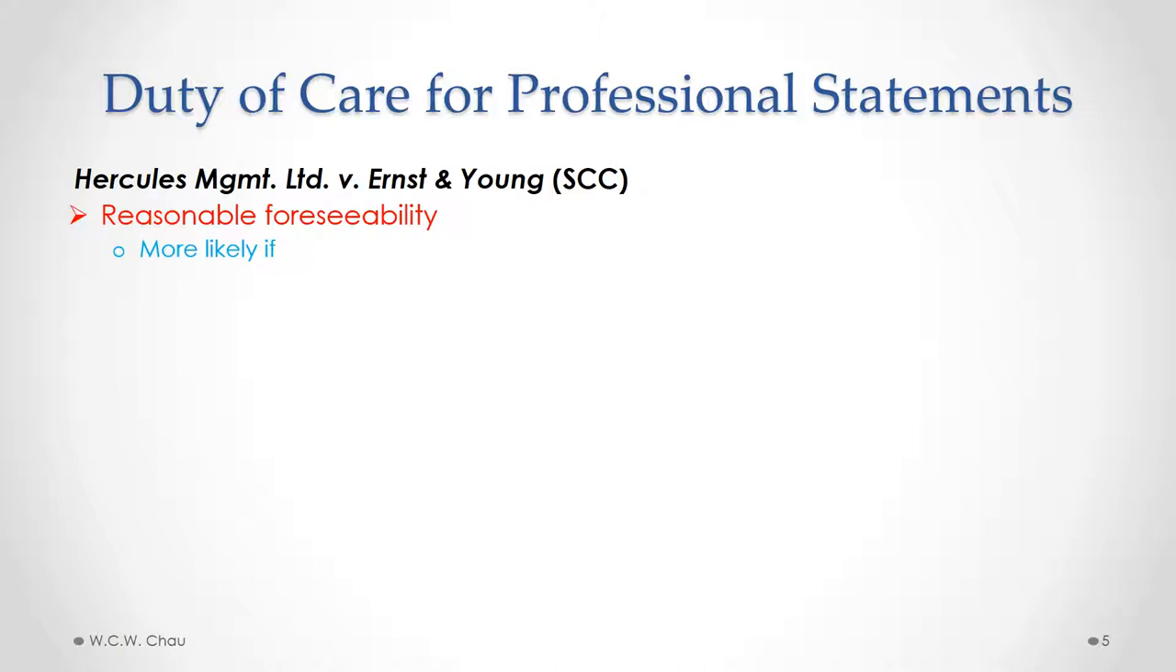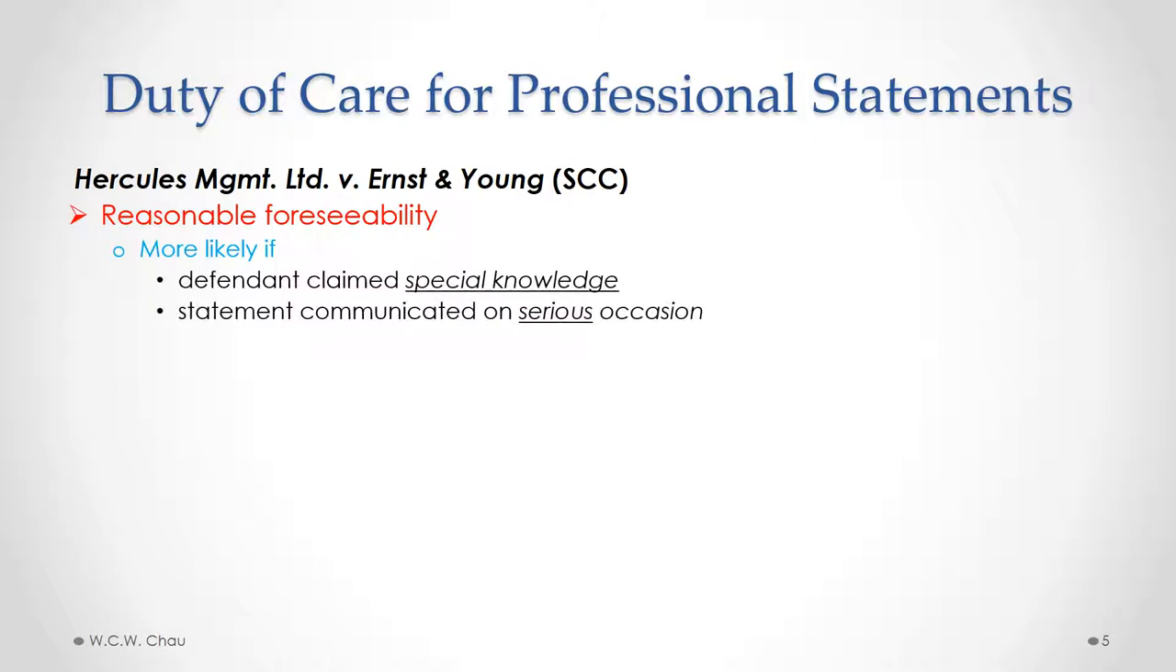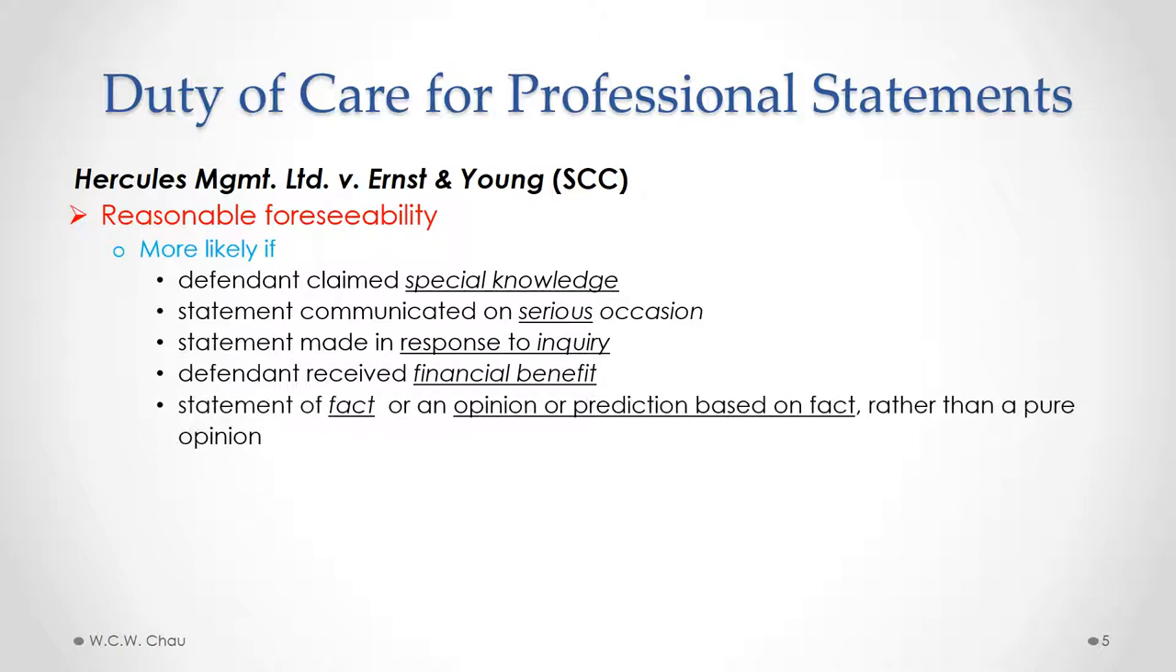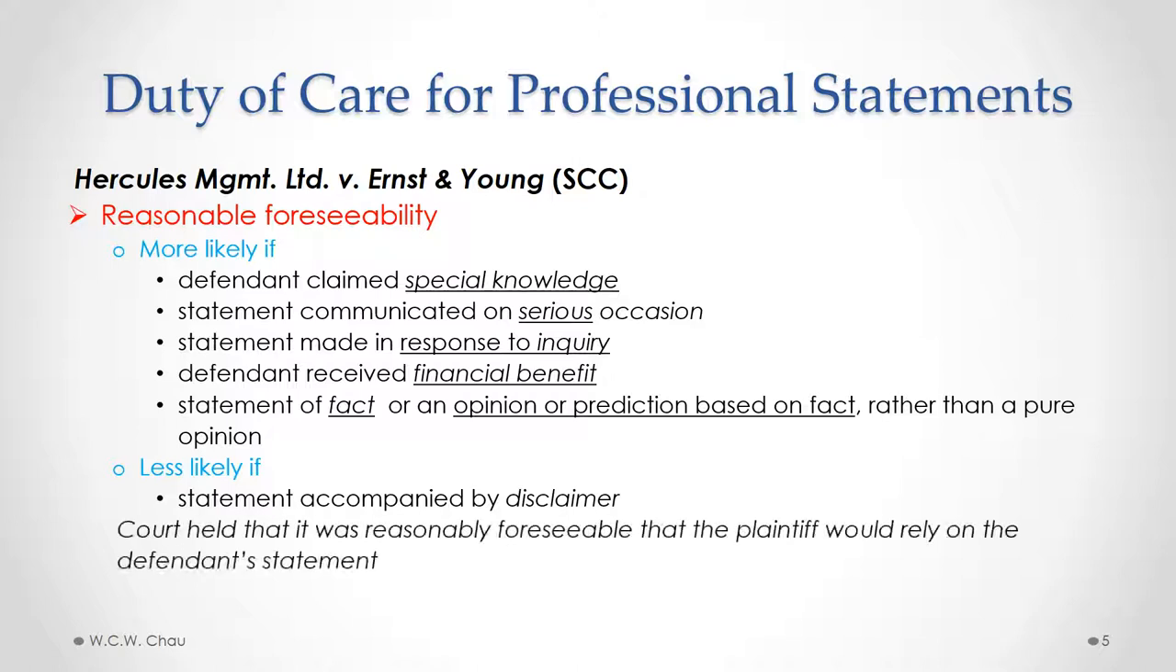So it said that it's more likely to be reasonably foreseeable if the defendant claimed some kind of special knowledge, the statement was communicated on a serious occasion, the statement was made in response to a specific inquiry, the defendant received some kind of financial benefit for making the statement, the statement was a statement of fact, or an opinion or prediction based on fact rather than a pure opinion. And it's less likely to be reasonably foreseeable if the statement was accompanied by some kind of legal disclaimer. The Supreme Court here held that it was reasonably foreseeable that the plaintiff would rely on the defendant's statements.